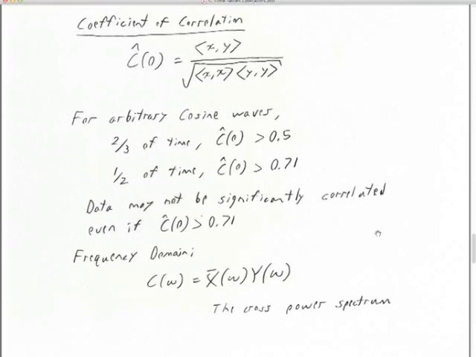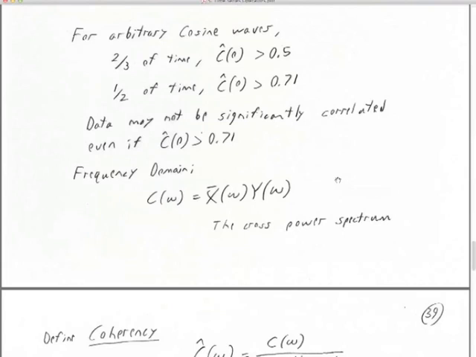Here's Claerbout's warning. You take an arbitrary, randomly generated cosine wave, and you take another arbitrary randomly generated cosine wave, with random frequency, random amplitude, random phase, and you calculate their coefficients of correlation. Two thirds of the time, the coefficient of correlation is greater than 0.5, greater than 50%. Half of the time, it is greater than 71%. The input to this experiment was completely random cosine waves. So just because you get a coefficient of correlation greater than 70% doesn't mean that they're really significantly correlated.